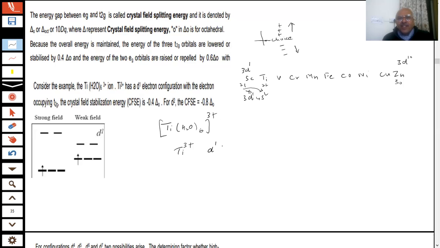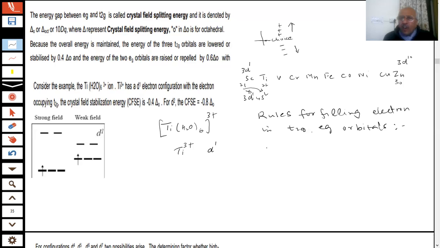For d1 count, students, if I put a very strong field ligand, what will happen? The delta O gap will be large. Now, here is only one electron, so there is no dispute. It has to go to the t2g. What are the rules for filling the electrons in these t2g and eg orbitals? On the basis of which rules is filling done?